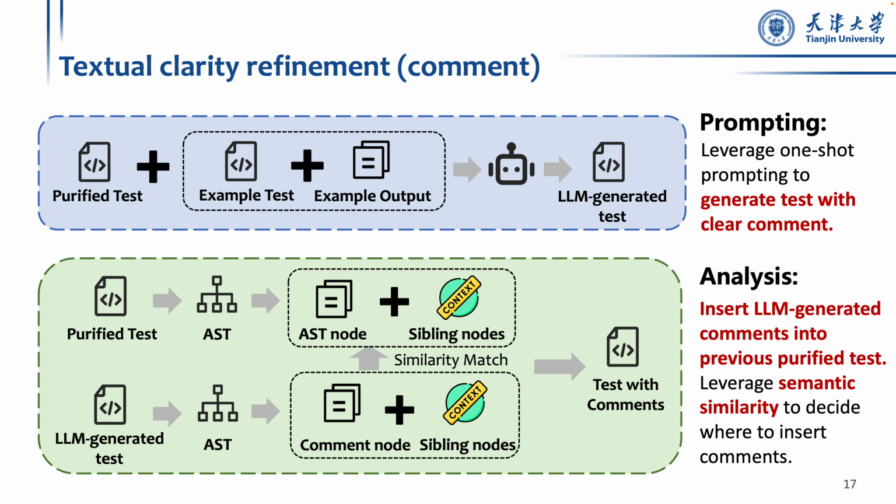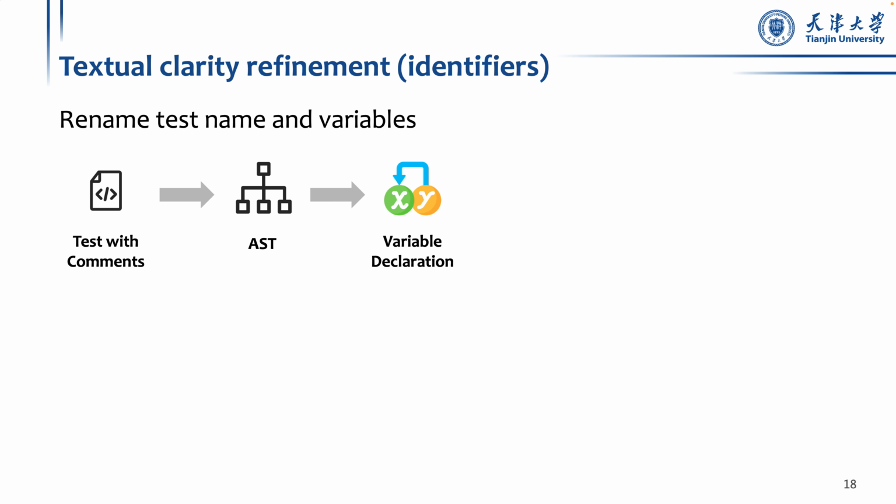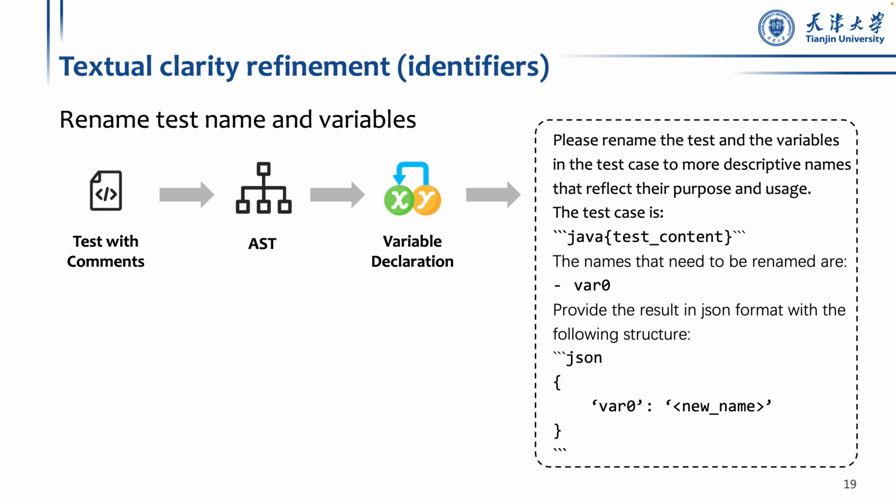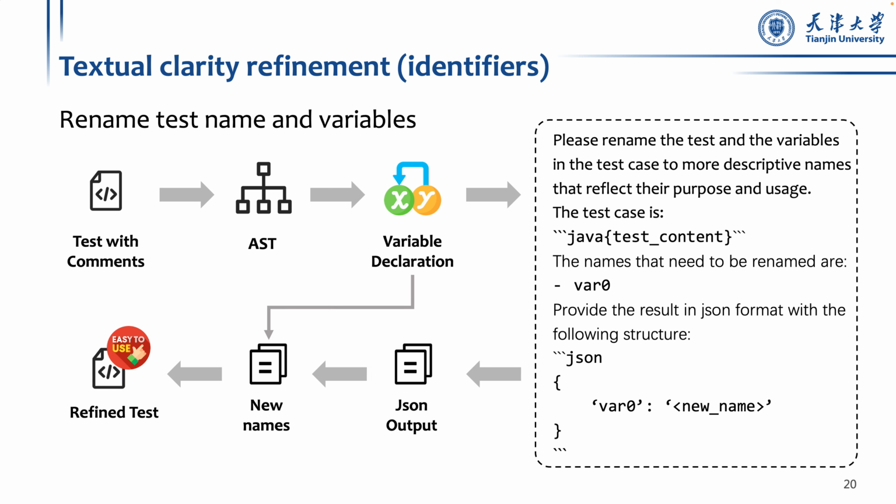syntax tree. For identifiers, CLAST first traverses the abstract syntax tree to collect all variable declarations and their usages. Then it again applies one-shot prompting to suggest improved identifier names and replaces them in the original test code. In this way, CLAST preserves the correctness of the original tests while enhancing their textual clarity.